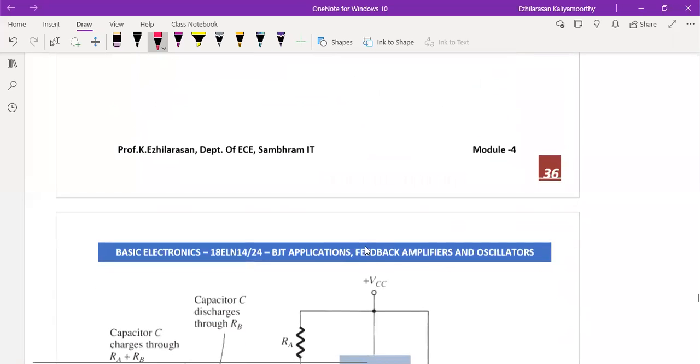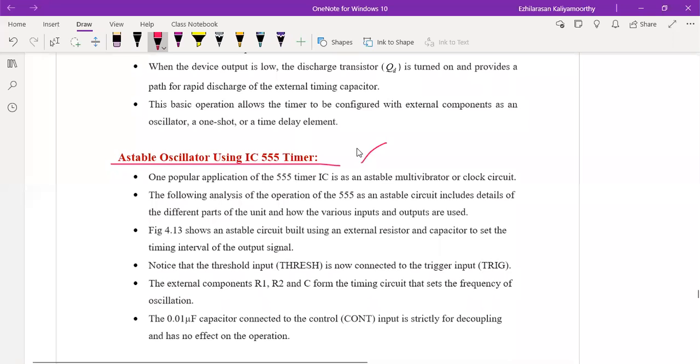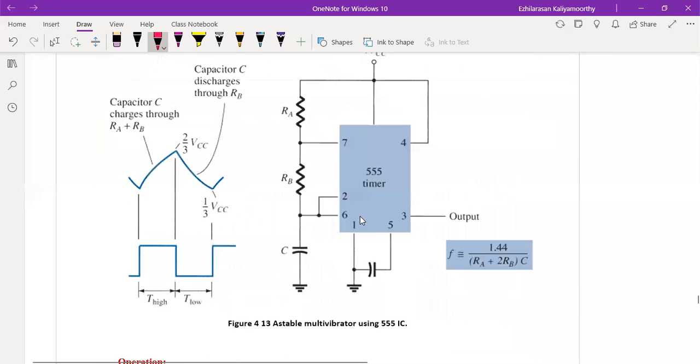You can see here the figure. This is one of the important questions in the examination. They may ask. So now the diagram is this. See, this is the 555 timer. Along with the pins, they connected some components here. That is RA, RB, and C.